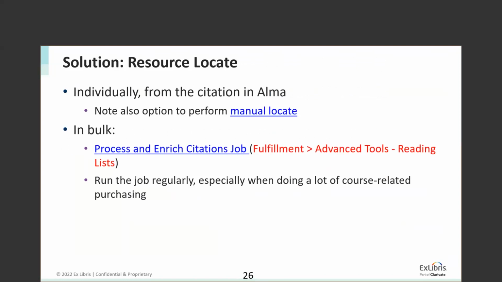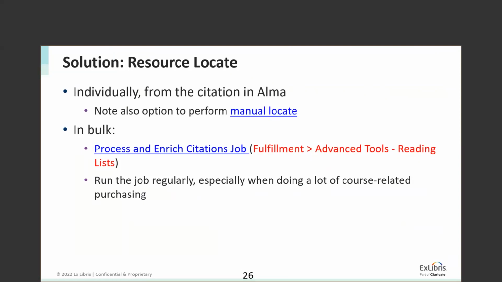So for this one, you can run the resource locate. There are different options for the resource locate, but the resource locate process is the process of linking up citations to your library inventory. You can do this manually on a citation by citation basis. I'll point out you can also now use the manual locate, which is a way to link a citation to a specific known item. So if the automatic resource locate isn't linking to something that you know exists, you can also search for that item specifically and link it. But that's one by one, which is not the goal with Leganto.